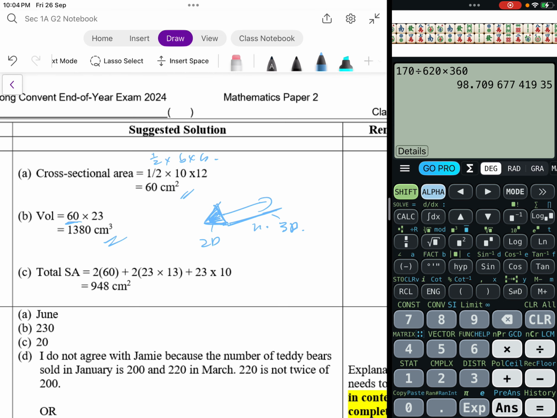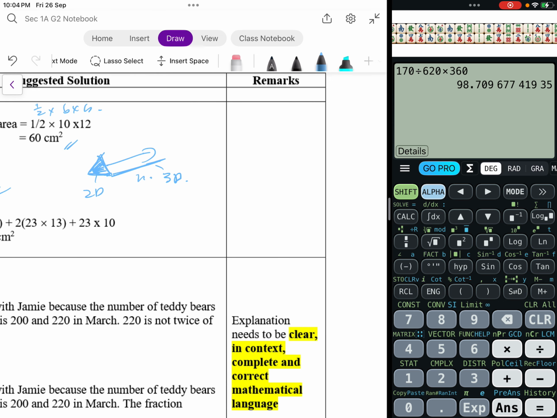So for total surface area, if you remember, you can open it up, and it should be like this. Okay, so this side is 13 due to the length of the triangle. This side is 13, this side is 13. The bottom is 10. Okay, so this length here is 23.